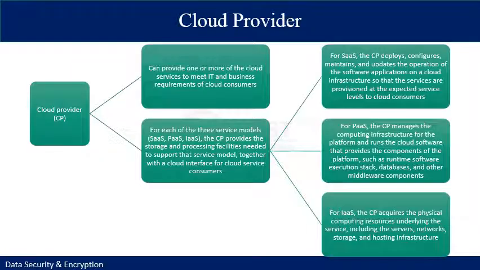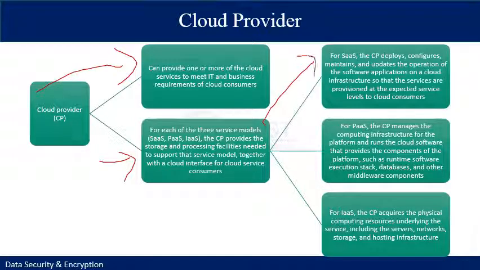So the roles of cloud consumers and providers have already been discussed. To summarize, we can provide a brief overview here: the cloud providers can provide one or more cloud services to meet the IT and business requirements of the cloud consumers. For each of the three service models, software, platform, and infrastructure, the cloud provider provides the storage and processing facilities needed to support the service model together with the cloud interface and cloud service consumer.